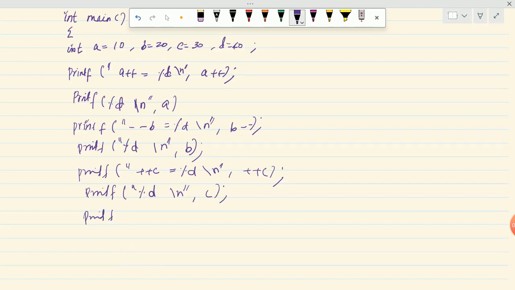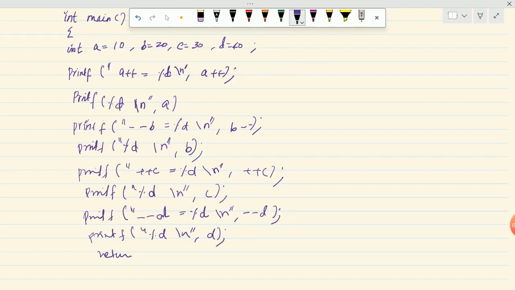Next I'll do printf("--d = %d\n", --d); then printf("%d\n", d); then return 0. Close the brace.